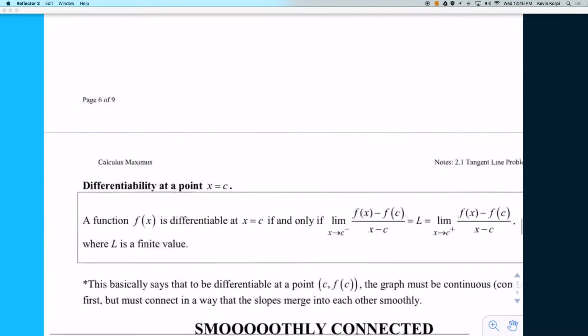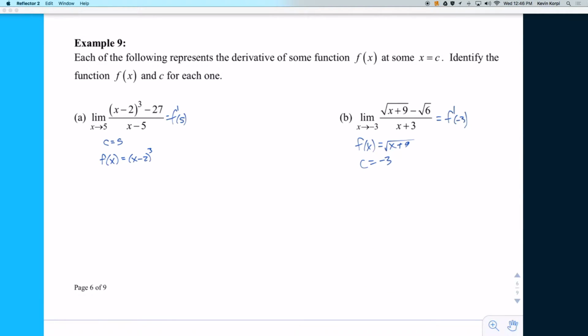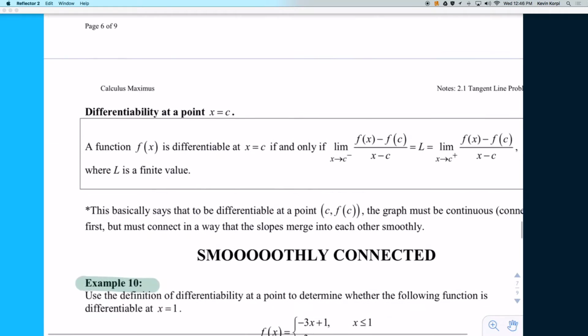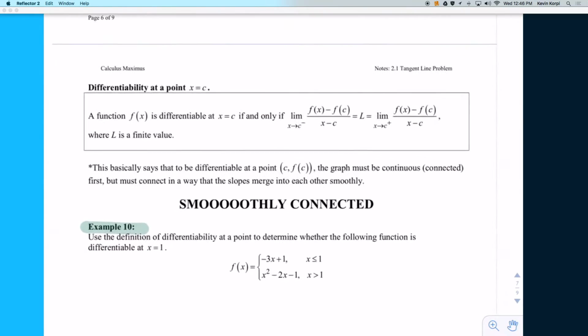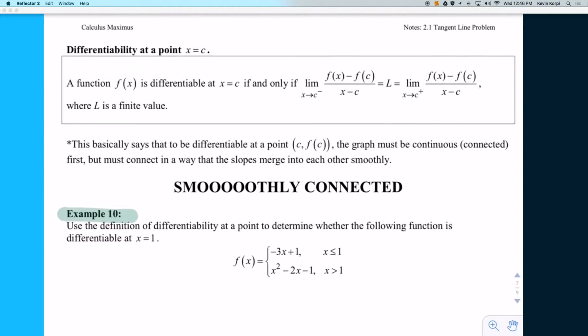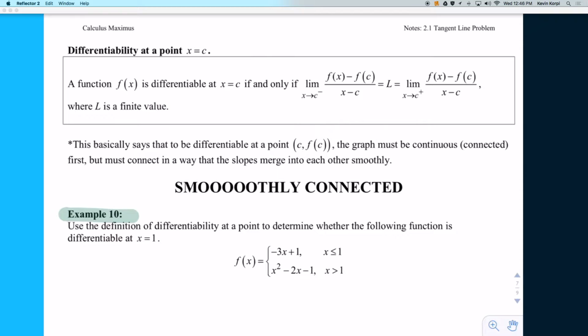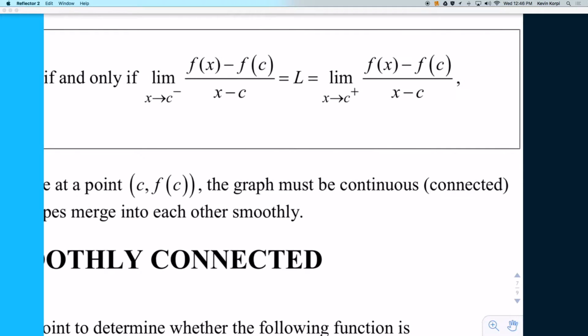All right, we finished example 9. So just to summarize, we've already talked about smoothly connected. But before there's this box. And this is what I guess you can call the non-intuitive definition of differentiability at a point. Or the actual definition of what it means to be differentiable at a point. It says a function f is differentiable at x equals c if and only if. That means bidirectional. So not necessarily just for emphasis, right? If and only if this happens.